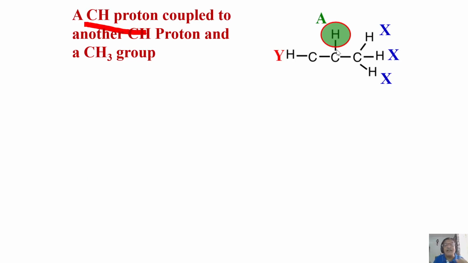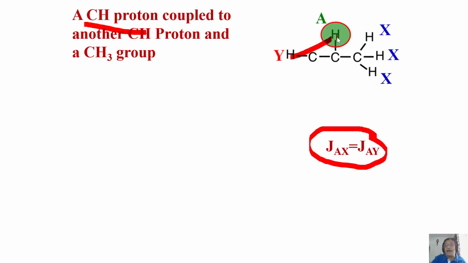We should immediately look at it and say, first, you have to find out what is the condition to look at the pattern. Whether JAX and JAY are equal. If they are equal, there is one pattern. If they are different, there is another pattern. Now let us generate the situation for JAX equal to JAY. That means this coupling and this coupling are same.